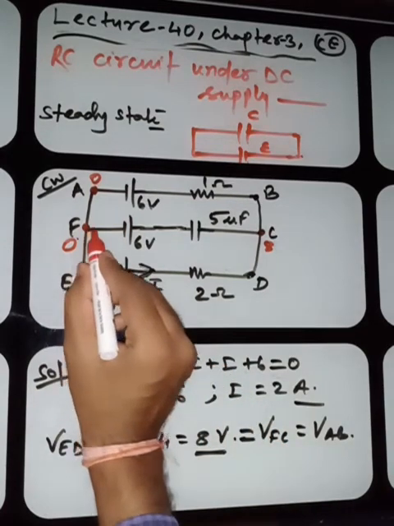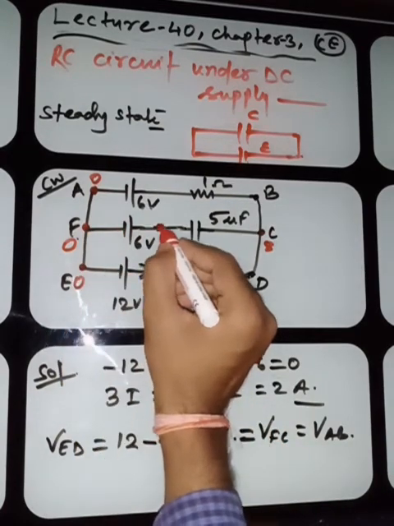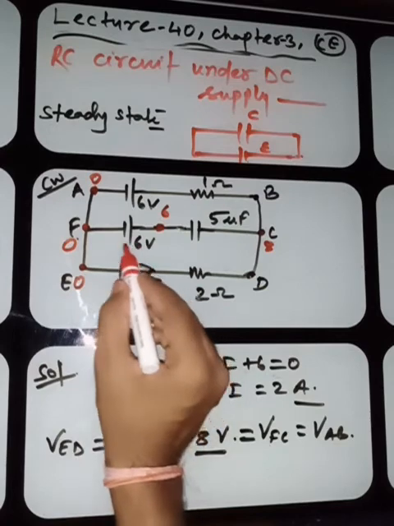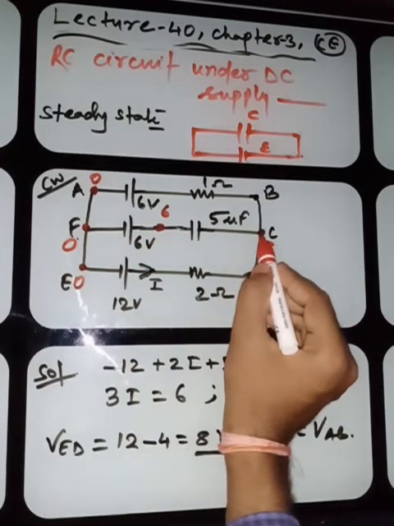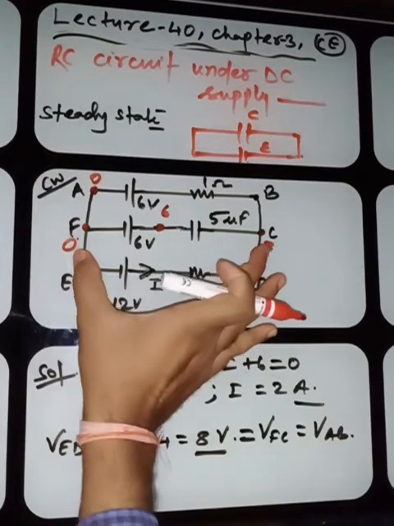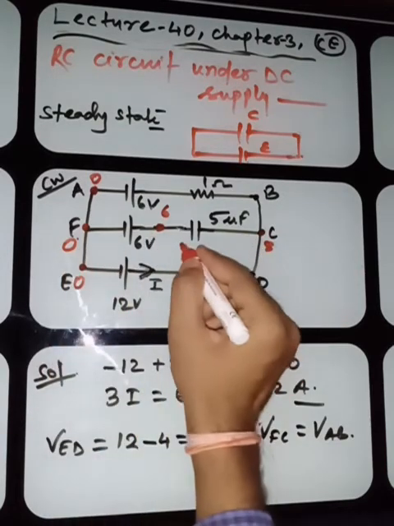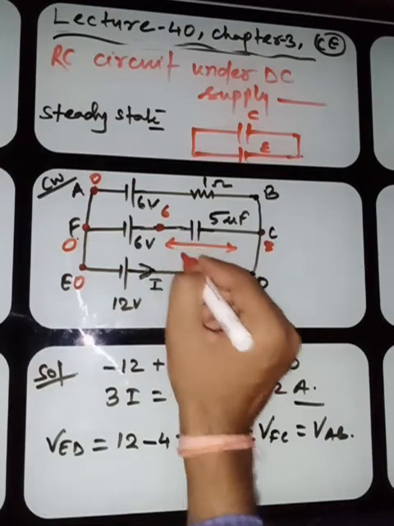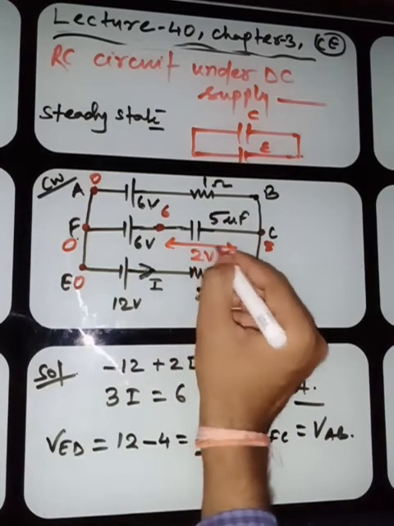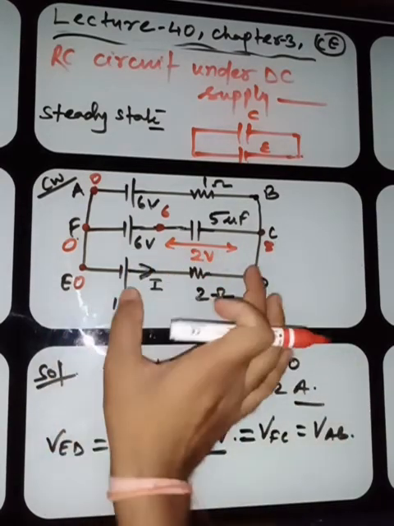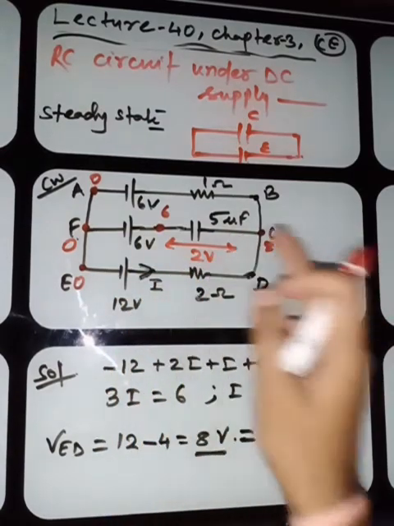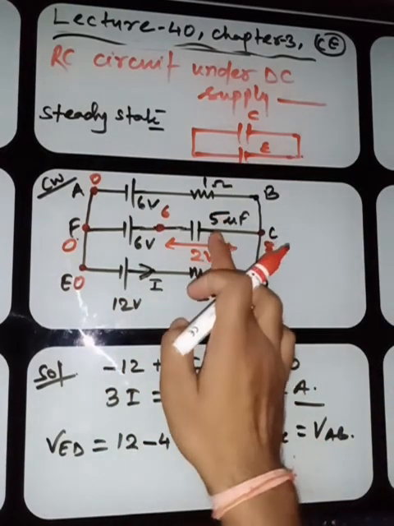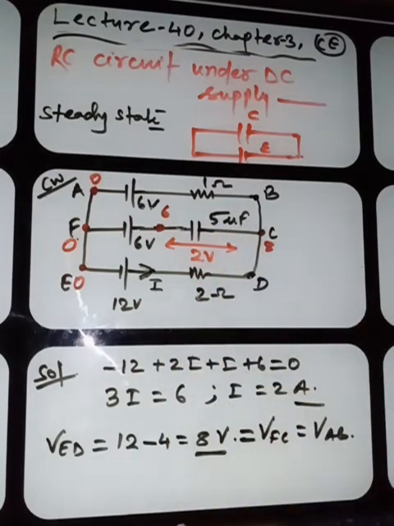Now move. If it is 0, what will be the potential across here? It is 6 volt. So here 6, but here 8 volt. It means if the total is 8 volt and this is 6 volt, how much potential will be here? Only 2 volt. Here the 6 volt and 2 volt, so we have the 8 volt. It means the capacitor has a potential of 2 volt.